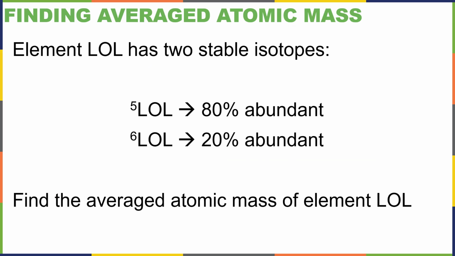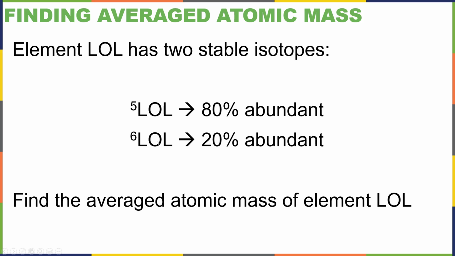Here's an example for you. Here's an element, the element LOL. It has two stable isotopes. The first isotope of element LOL is 5, and that's 80% abundant. So this here is an isotope, and it's 80% abundant.